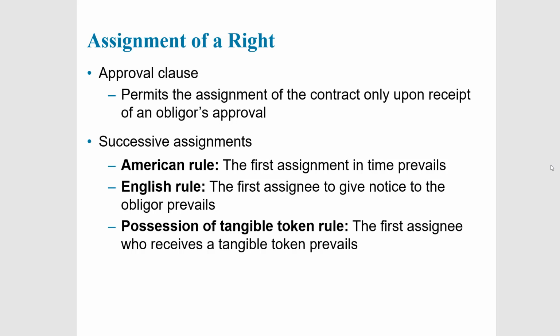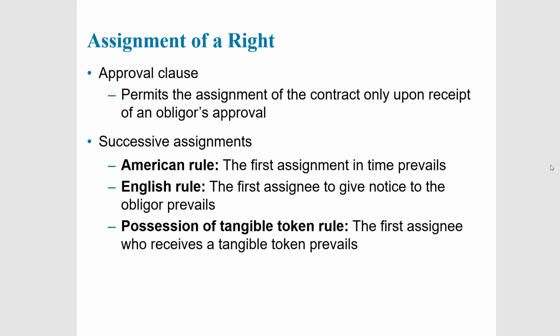And then what about if there are successive assignments? So in our loan example, the third-party bank buys the mortgage loan, and they could sell it to another bank, who could sell it to another bank, who could sell it to another bank. And if we're not being careful, successive assignments could be made where two people think they have the right to some type of contract or some type of payments. And then we have to decide, well, who actually has rights to collect payment?